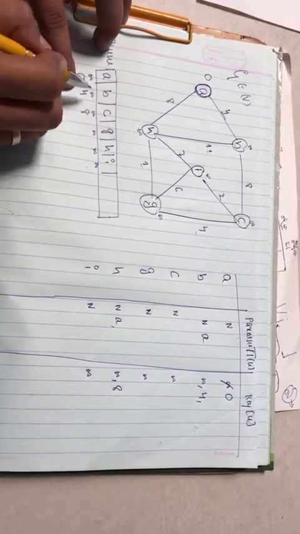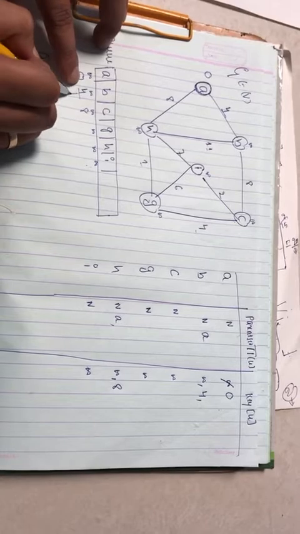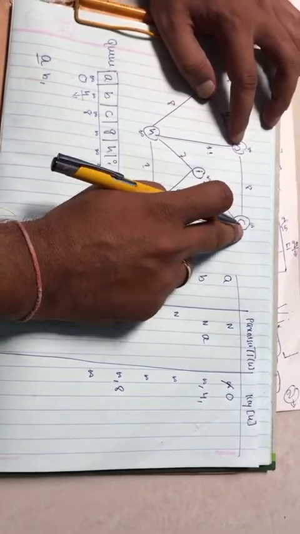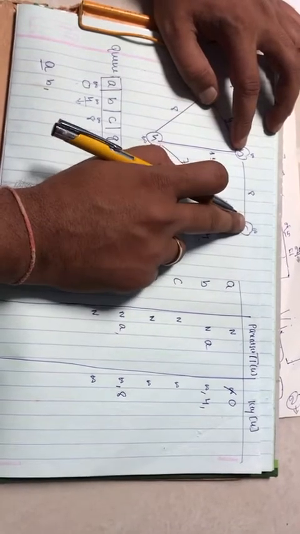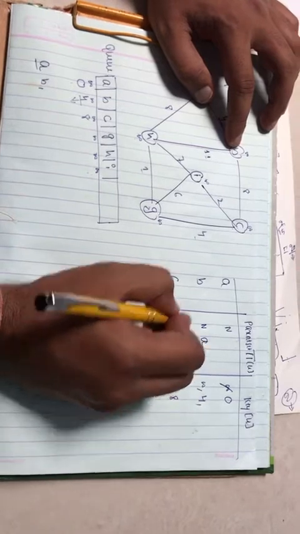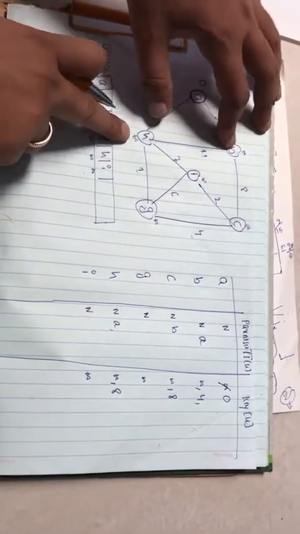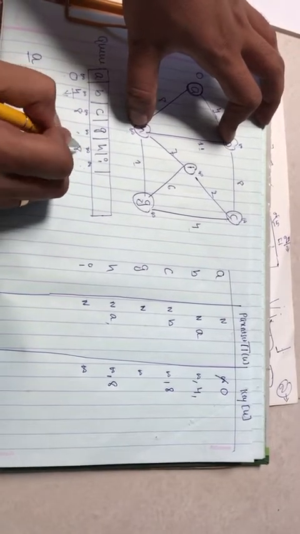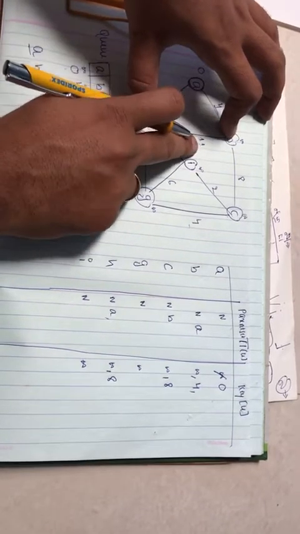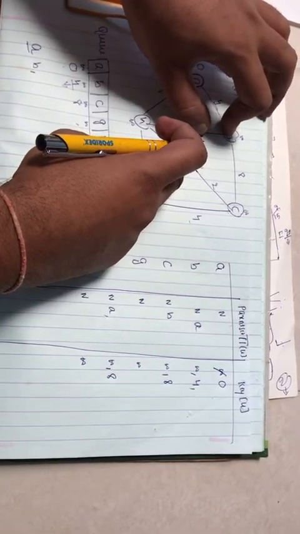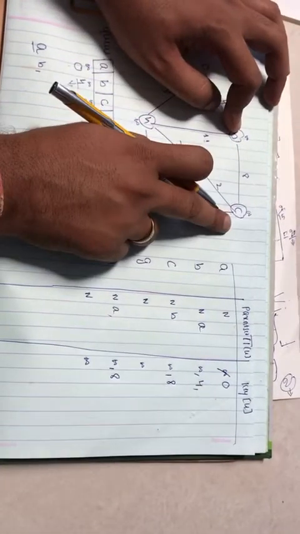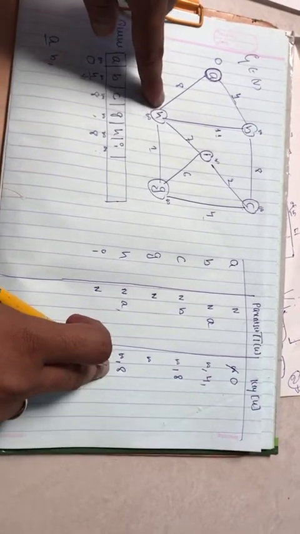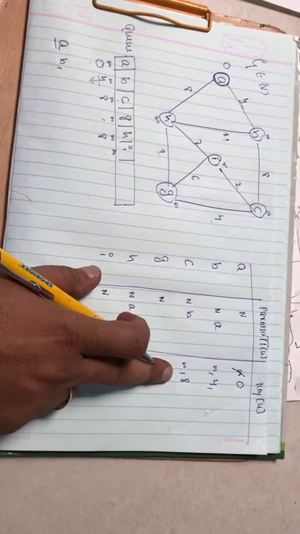Among these vertices, which one is the minimum now? 4 is the minimum, so extract vertex B. B's neighbors are C and H. B to C is 8, and its parent becomes B. B to H is 11. H already has weight 8, and 11 is not less than 8, so I will not update it. I only update vertex C to 8, with parent B, and H remains the same.